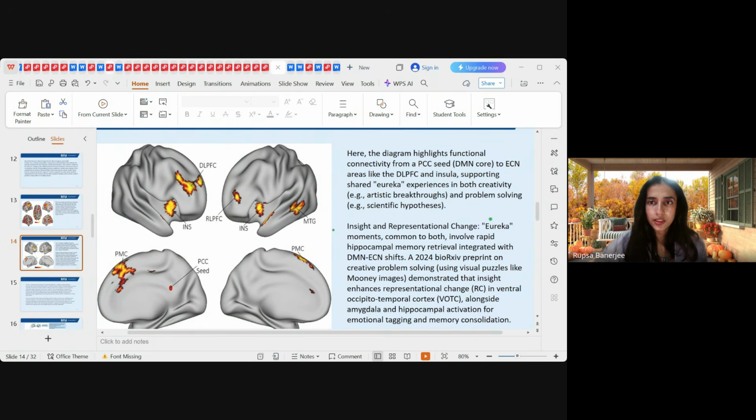Okay, so it is involved with insight, involving creative processes. All right. And it involves spontaneous thought, memory retrieval, and associative processing. Okay, so that is very important to take into account.